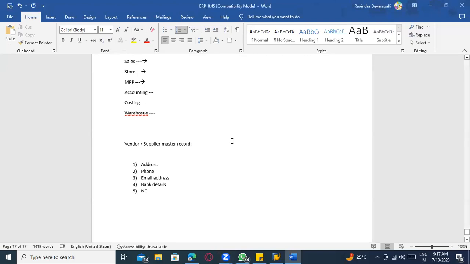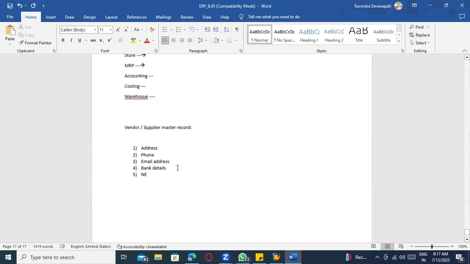So vendor master data: address information, phone number, email address, bank details, then NEFT information, terms and conditions, because terms and conditions differ from vendor to vendor, right? Then payment terms, Incoterms, and currency, the currency in which you are paying this vendor. All this information will be there with respect to the vendor.